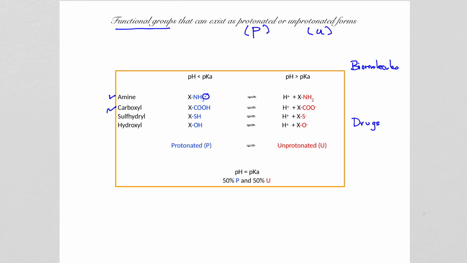Carboxyls, where the protonated form has no charge, while the unprotonated form has a negative charge. Sulfhydryl, protonated has no charge, unprotonated has a negative charge. Same thing with hydroxyl, protonated has no charge, and unprotonated has a negative charge. We also discussed in previous videos that the predominant form of the functional group, whether it's protonated or unprotonated, depends on the pKa of the functional group as well as the pH of the medium.